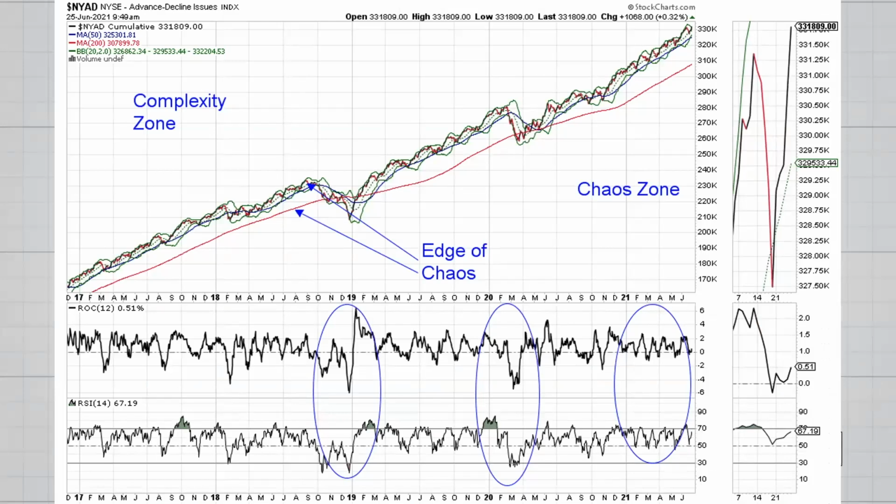Big picture again, as usual: complexity zone, where the market is good. That's where we are right now. Again, a new high on the New York Stock Exchange advance decline. The trend remains up. It's crazy, but there you have it.